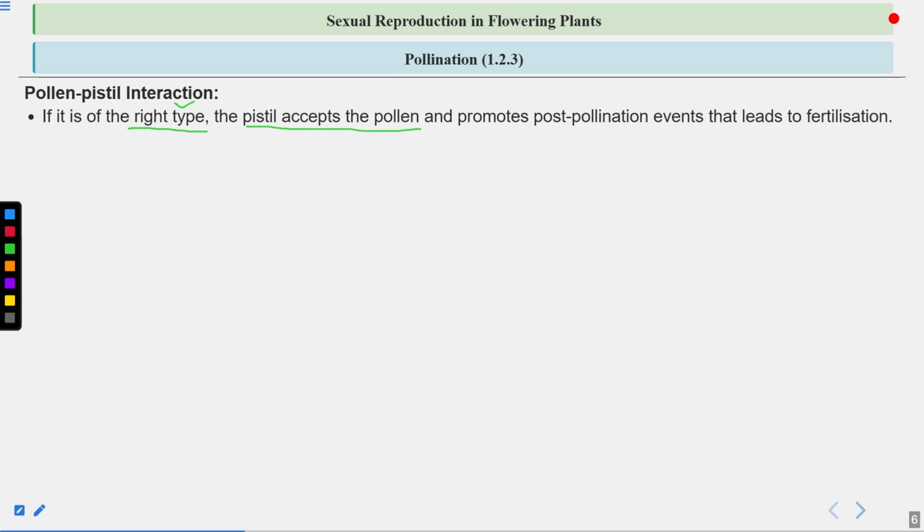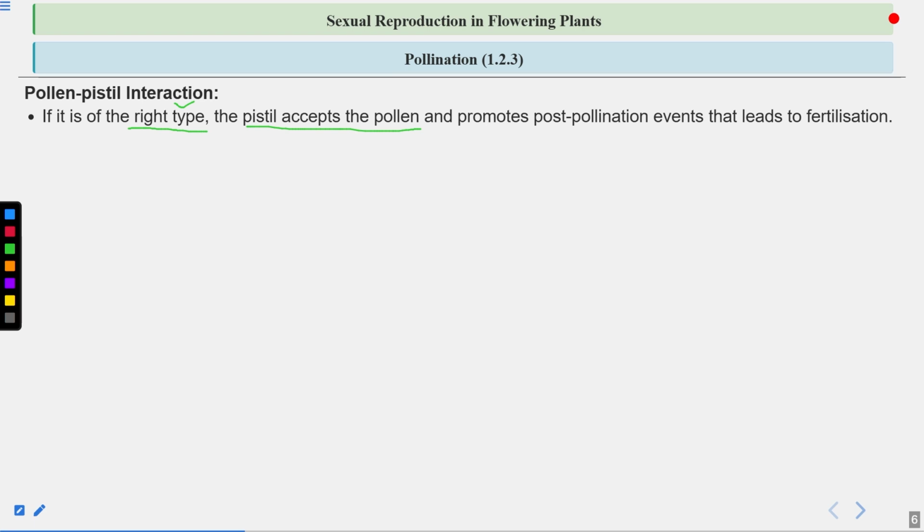It will allow. Otherwise, if it is of the wrong type, then the pistil will not allow the pollen to germinate. If it does get germinated, then also it can be stopped at the stigma level, it can be stopped at the style level, it can be stopped at the ovary level, right?